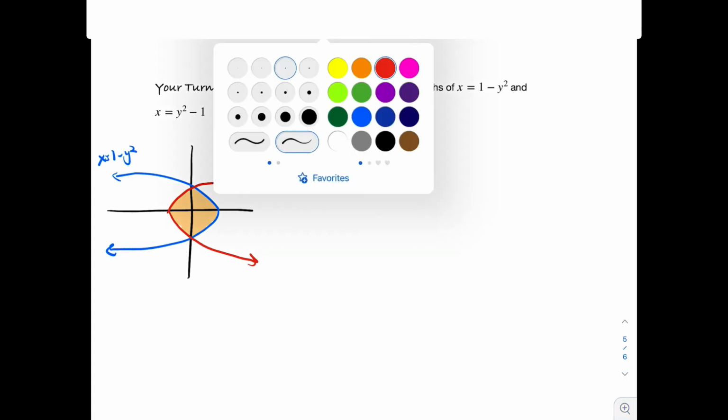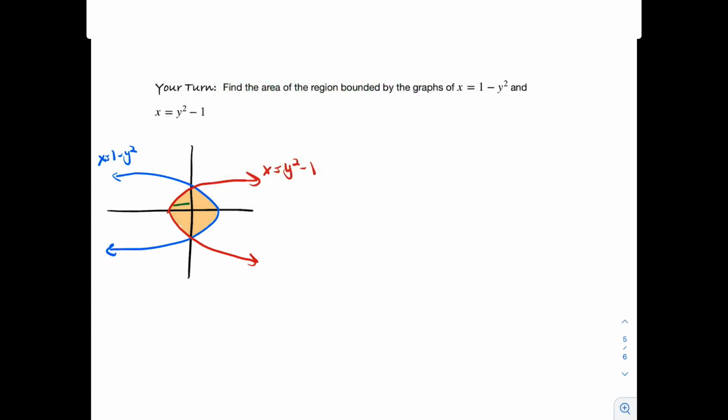And so we are going to need to do a horizontal rectangle so that we have different equations on top and bottom, in this case left and right. So to find the two points where those two curves intersect, we're going to set our two functions equal to each other and solve for y. I get y is equal to plus or minus 1. So the bottom of my shaded region is at y equals -1, and the top of my shaded region is y equals 1.